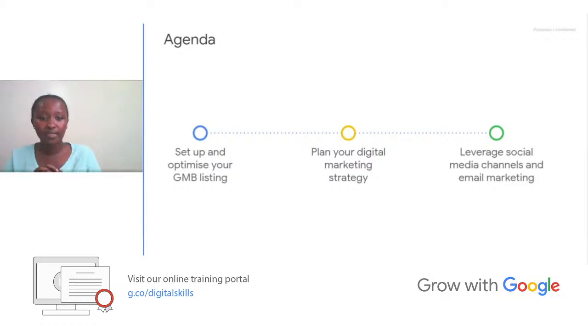Also, we're going to look at planning your digital marketing strategy. Of course, you need to have a strategy when you get started with digital marketing. So we'll provide top tips for planning your digital marketing strategy. And then the last thing that we're going to look at is ways in which you can leverage social channels and utilize email marketing. So those are our three agendas: setting up and optimizing your GMB listing, planning your digital marketing strategy, and leveraging social media channels and email marketing.